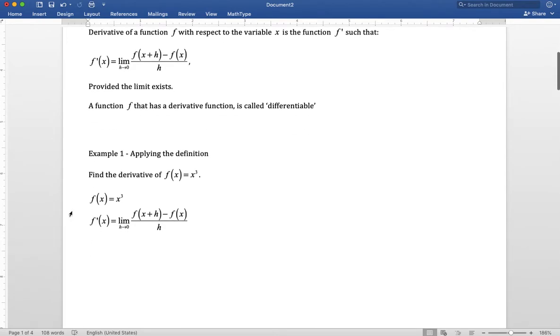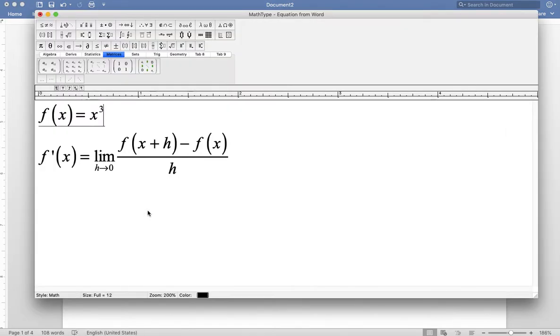Let's use this. Once again, the derivative of a function, we apply this limit as h approaches 0 of f of x plus h minus f of x all over h. Let's apply this for the function x cubed. Pull up MathType, try this out.